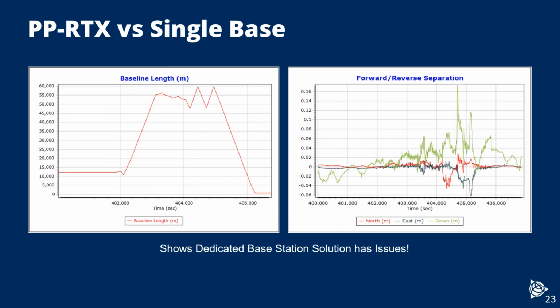Okay, so here we can see that the single base solution actually has issues with it. This plot on the right shows us that the final single base solution did not have good agreement of the ambiguities in the forward and reverse passes. Now I won't get into the details of interpreting this graph, but all of this is to say that even though single base is likely to produce a high accuracy solution in most cases, base stations are still susceptible to issues and failure, whether it be operation failure or hardware failure.